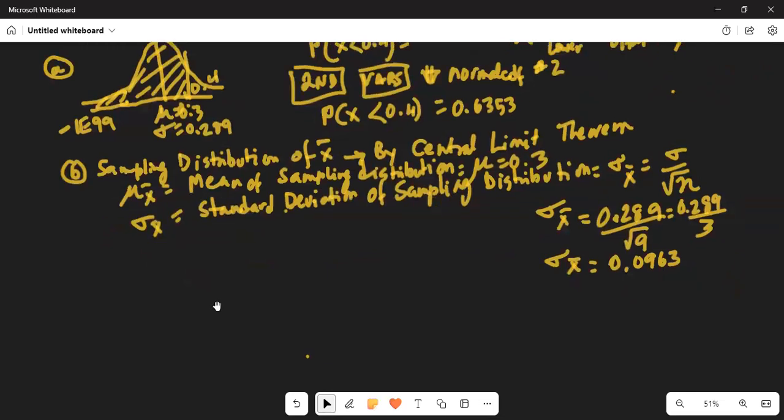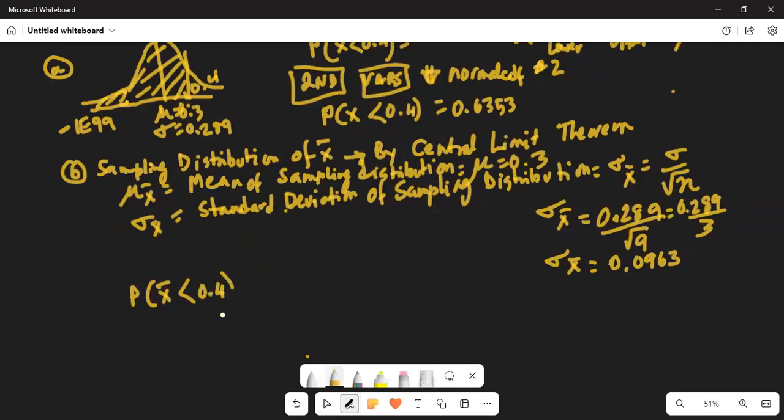This is where people can make a mistake by not utilizing the standard deviation of the sampling distribution. Again, the same question as before, but now we are interested in the probability of the sample mean being less than 0.4. So using our calculator, we will use the normal CDF function with minus 1E99, 0.4. The mean is still 0.3, but the standard deviation is now 0.0963.